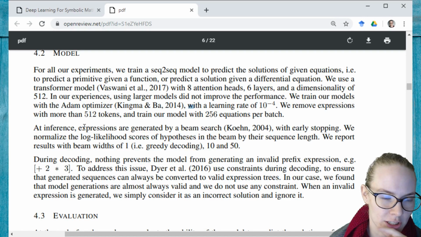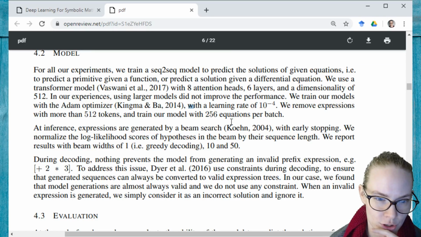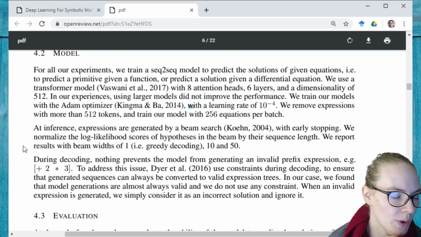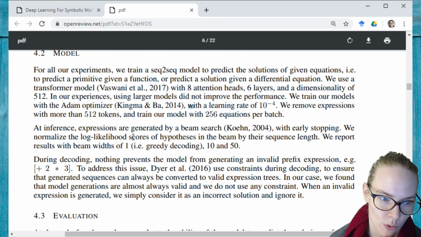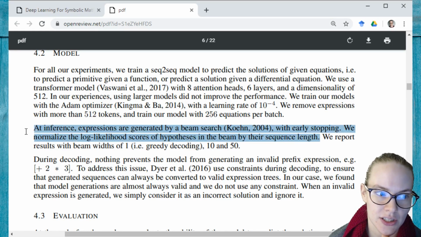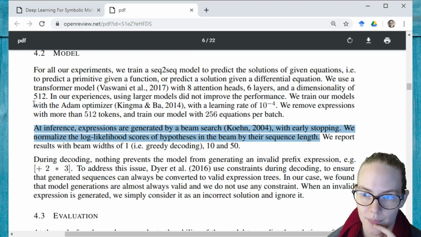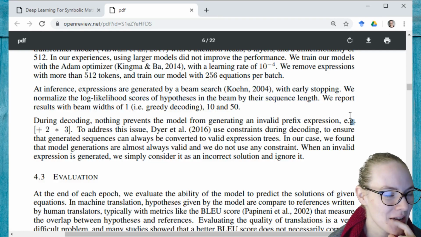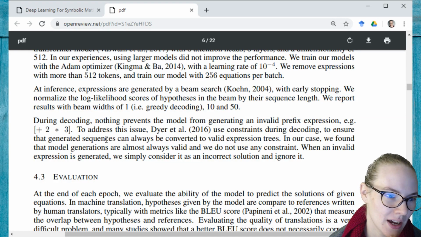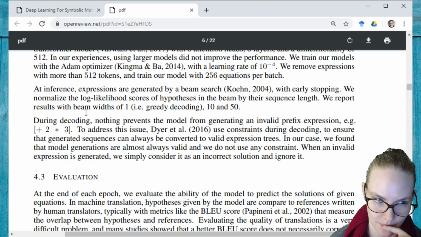At inference, expressions are generated by beam search with early stopping. We normalize the log likelihood score of hypotheses in the beam by their sequence length. So this is similar to how you'd generate parse trees, or at least the last time I looked into the parsing literature, how people are generating parse trees. We report results with beam widths of 1, i.e. greedy decoding, 10, and 50.